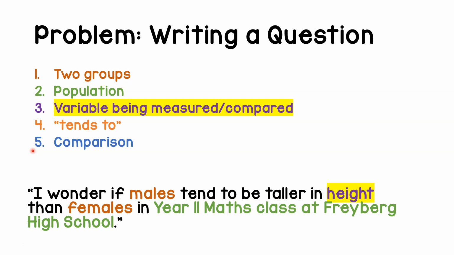Next is the variable being measured. Well, height, that's definitely something we measure, so that's included in the question as well. We've got tends to, or tend to, or tend. You just need some kind of phrase like that in your question, and we've got that.